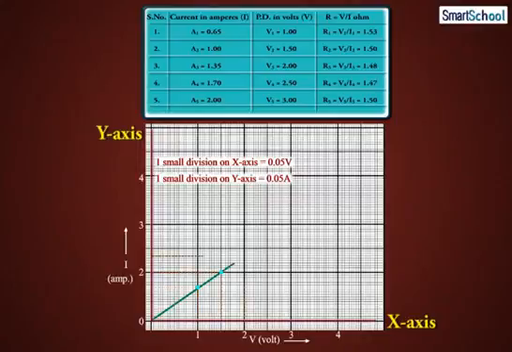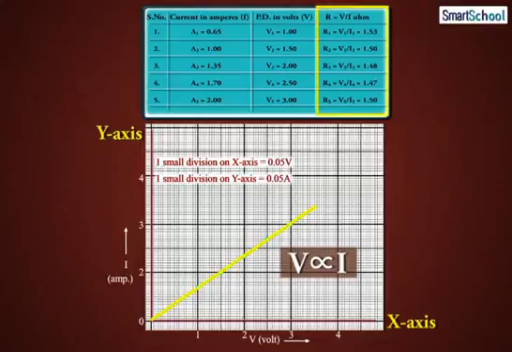It is a straight line. It can be clearly seen from the graph that V is proportional to I. The slope of the graph gives the value of resistance R.